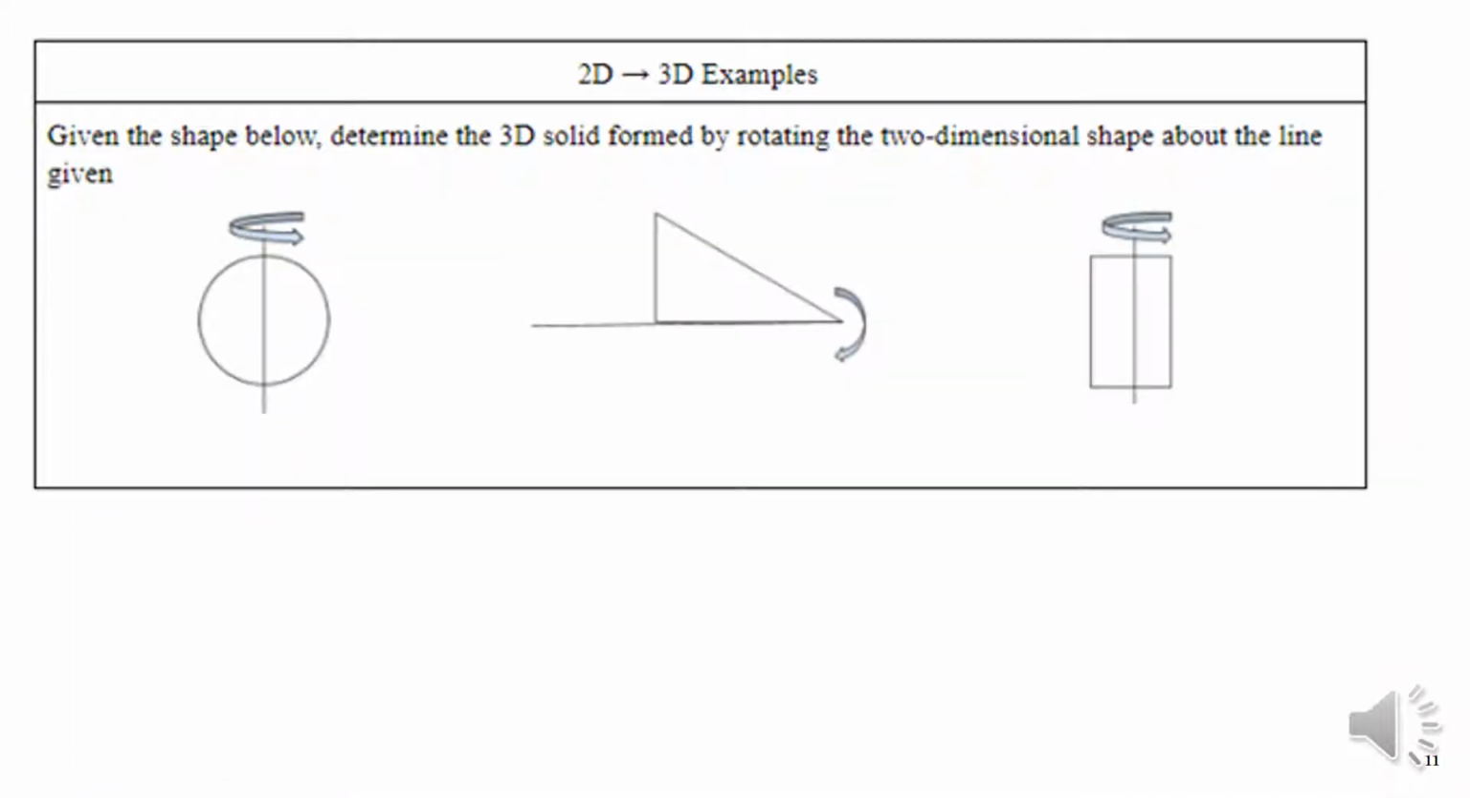So remember what I had said a couple slides ago. What happens when I rotate a circle? What shape do I get? A sphere. What happens when I rotate a triangle? Think of the ballerina's skirt. I make a cone. And lastly, if I rotate a rectangle, I get a cylinder.